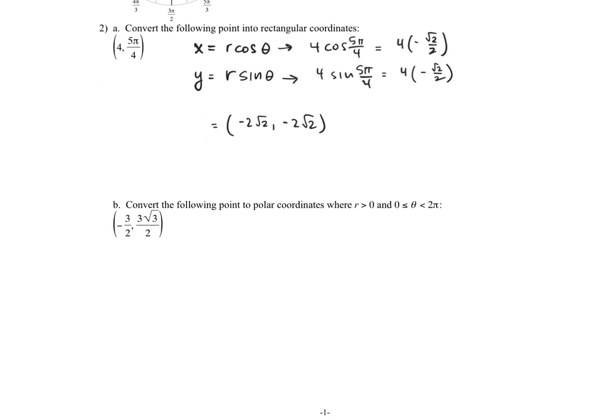For part B, this point given is already in rectangular coordinates, so we need to convert it to polar coordinates. If you recall, there's an infinite number of polar coordinates that could work here. So to be specific, we want r value of 0 or greater and theta between 0 and 2 pi. So r is equal to the square root of x squared, which is negative 3/2 squared, and then y squared.